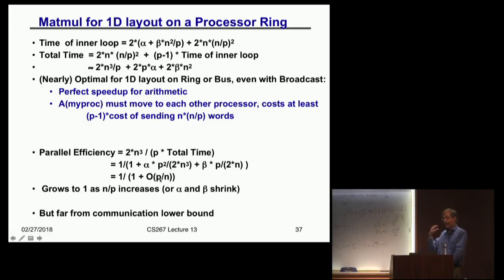So as long as my matrix dimension n is much, much larger than p, this is going to get small, and my efficiency will be good. So this is not a terrible algorithm. If n is much, much larger than p, I will have pretty good parallel efficiency.